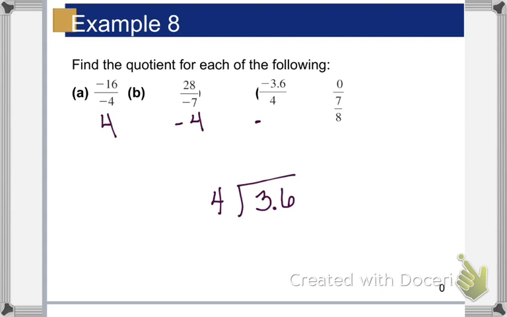When I am dividing with decimals, I am going to take that decimal and move it straight up. Now I'm going to do division. 4 will not go into 3, so I put my 0 there. 4 will go into 36 9 times. So my answer to this is negative 0 and 9 tenths, or you could say negative 9 tenths.